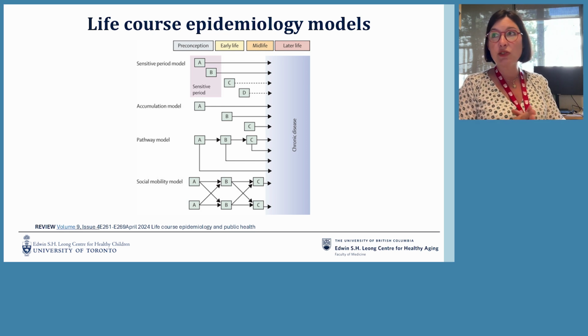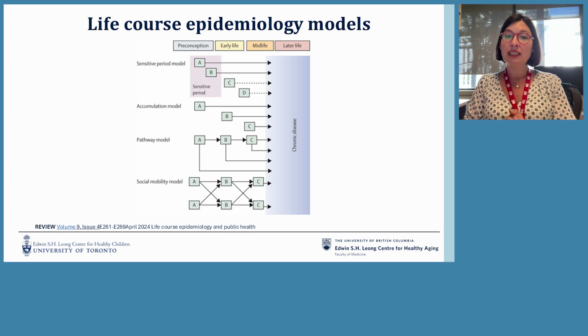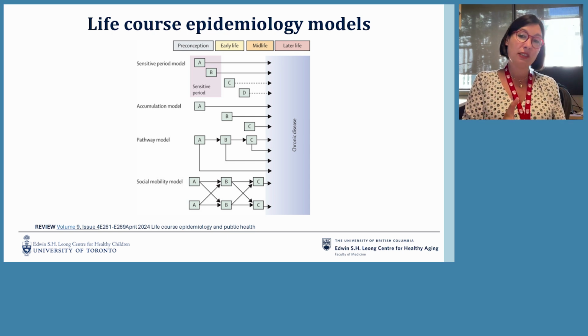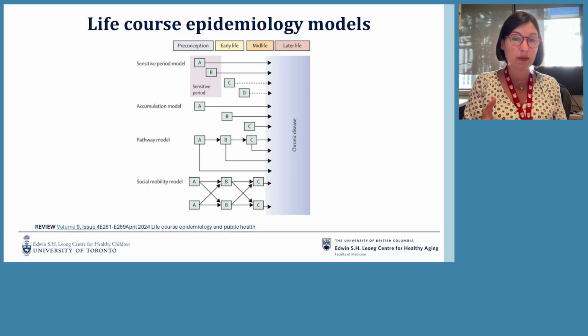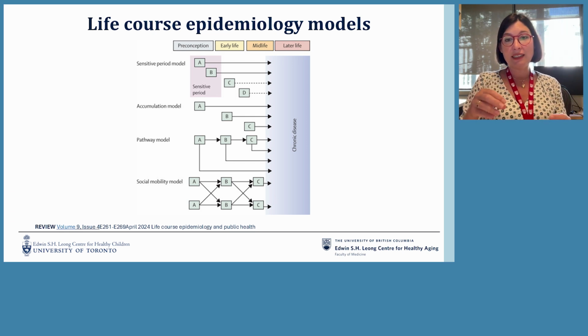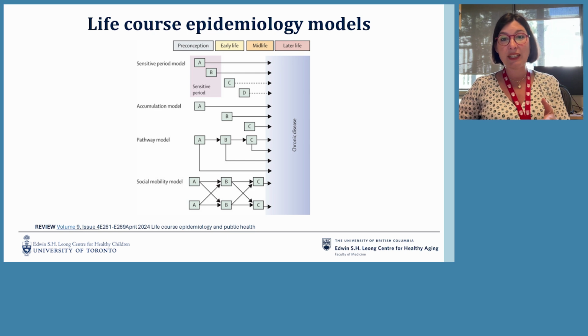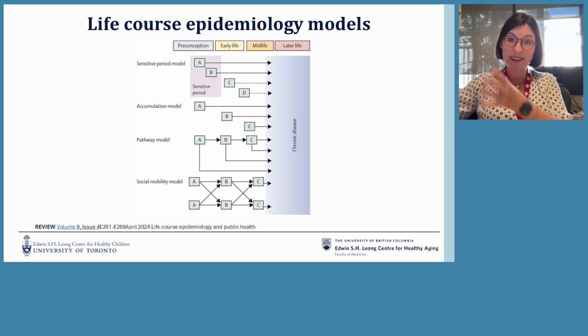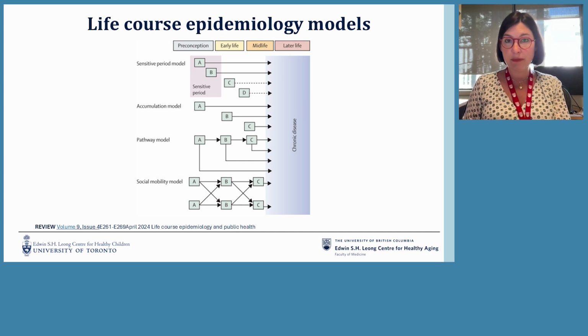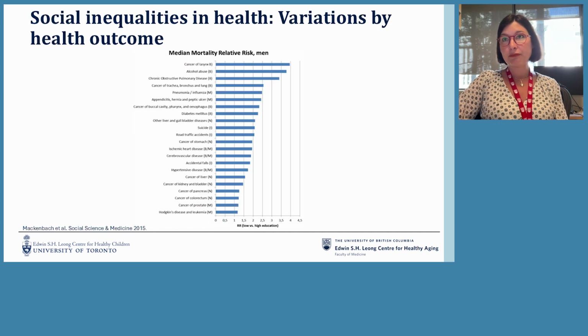And finally, the social mobility model postulates that it is exposure to adverse socioeconomic circumstances, for example, a socioeconomic disadvantage early in life that has an impact to socioeconomic disadvantage later in life, and it is this socioeconomic disadvantage later in life that itself impacts health and chronic diseases and aging later in life.